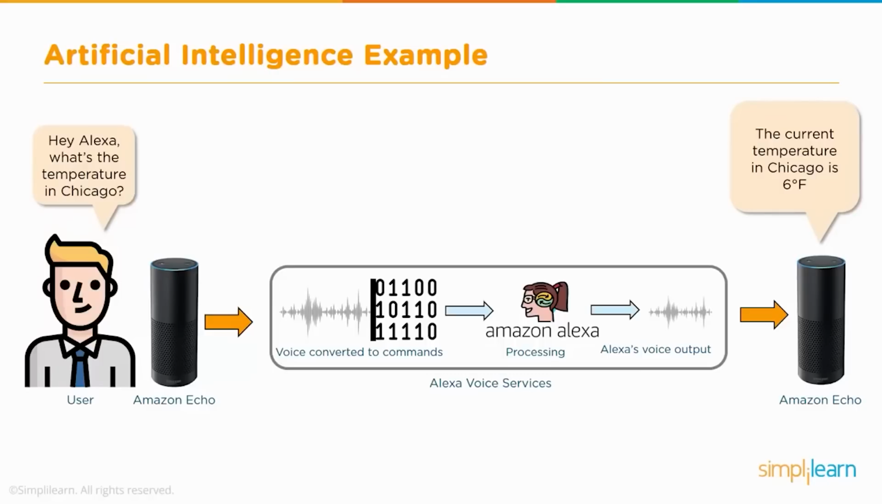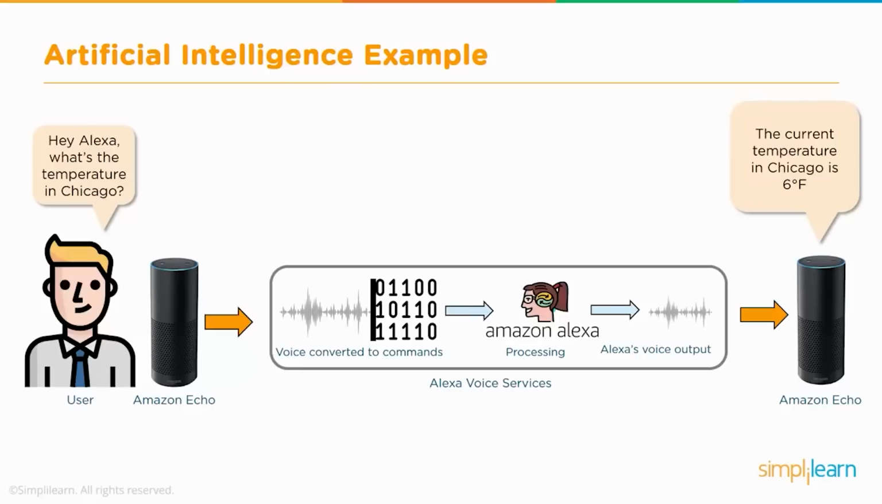Here's an example of artificial intelligence in today's world, Amazon Echo. Amazon Echo is a wonderful tool. We can go in there and you can say, hey, Alexa, what's the temperature in Chicago? And the Amazon Echo then translates that into zeros and ones and something the computer understands.